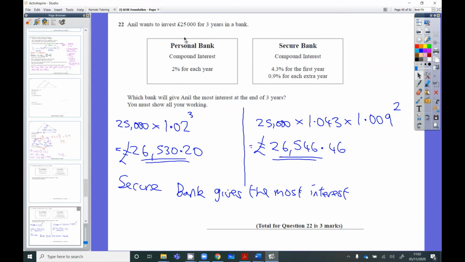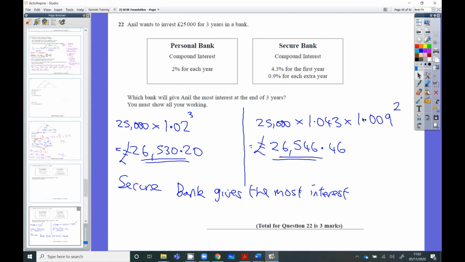Now moving on to the secure bank. So we're still investing the £25,000. Now for the first year, the interest rate is 4.3%, so that is a multiplier of 1.043, effectively to the power of 1, because that's just for 1 year. But then for the following 2 years, it's 0.9% for each of those 2 years. So 0.9% gives us a multiplier of 1.009. So be careful with that. Not 1.09, that would be 9%. So 1.009 is for each of the 2 extra years, so that's to the power of 2.